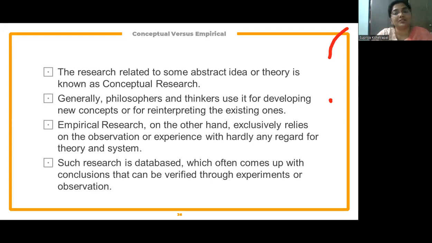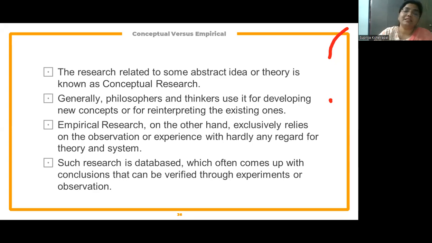Whereas empirical research relies exclusively on observations or experience with hardly any regard for theory and system, जिसको system और theory के ऊपर कोई dependency नहीं है, right? So it is completely relying on the observation, what experience it is getting, that is known as empirical research. Are you getting this? तो empirical research ये completely observation और experience के ऊपर dependent है, whereas the conceptual research जो है ये completely ideas, theories इनके ऊपर dependent.